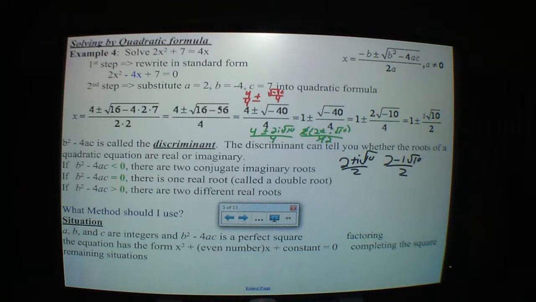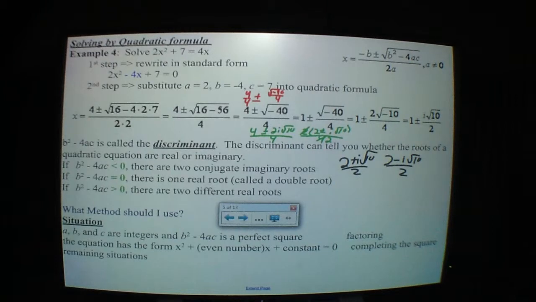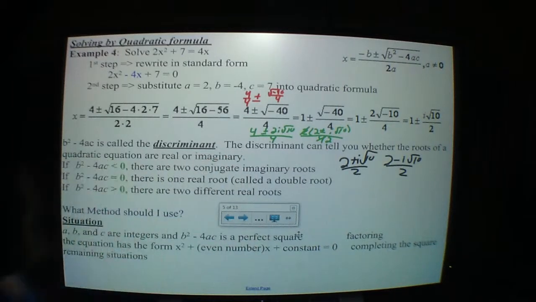Okay? Figuring out what method to use. Quadratic always works. But the problem with the quadratic formula, if you do this on every problem of a test, you will never finish a test. So you should use the fastest method available. Okay? So if a, b, and c are integers, and b squared minus 4ac is a perfect square, then factor the equation.